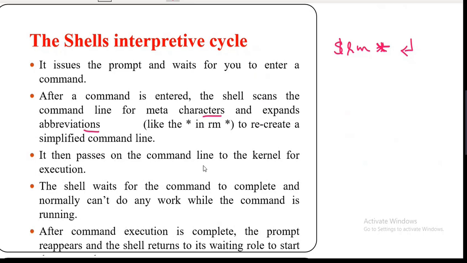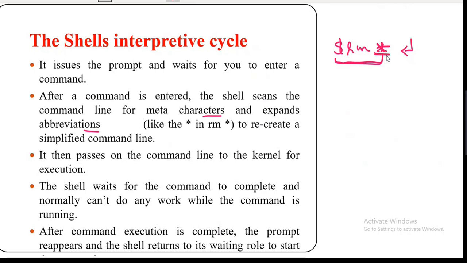Then it passes the command line to the kernel for execution. Whatever output comes with respect to this meta character will be given to the kernel. So the kernel is going to execute this command with the predefined meta character symbol. The important point to remember here is that the rm command does not have any meaning with respect to the meta character that is specified. That will be taken care of by the shell.